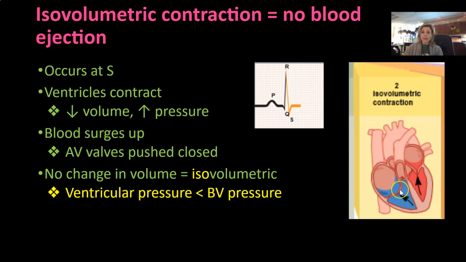So here the AV valves are closed during isovolumetric contraction, and the SL valves are closed. The semilunar valves are closed, and that's happening in both the right and the left sides of the heart. So whenever you have the term isovolumetric in the name of the phase, all the valves are closed. They have to be. Otherwise, the blood is going to be moving and it's not isovolumetric anymore.